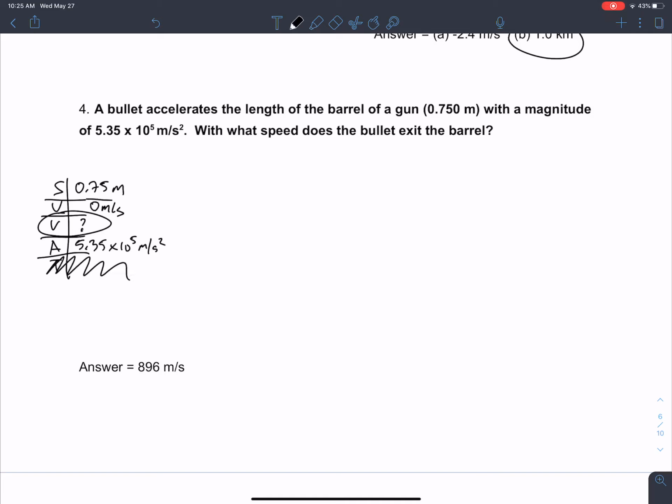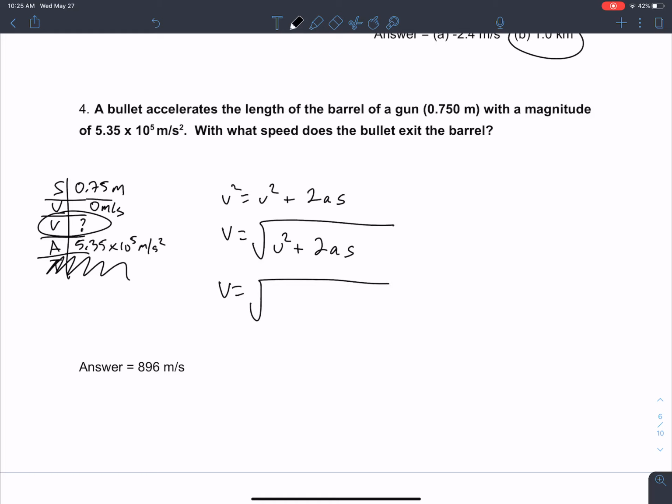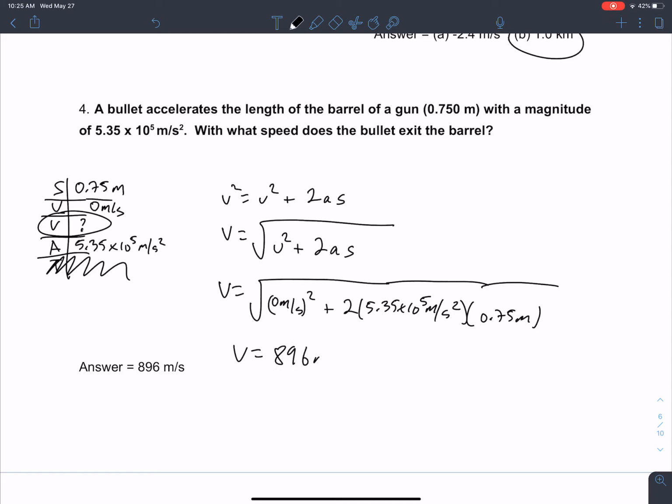So, SUVAT, which ones can I use for that? I can also use V squared is equal to U squared plus 2AS. My final velocity is going to be the square root of U squared plus 2AS. And what's that going to be? V is equal to the square root of 0 meters per second squared plus 2 times 5.35 times 10 to the 5 meters per second squared times 0.75 meters. That gives me a velocity of 896 meters per second.